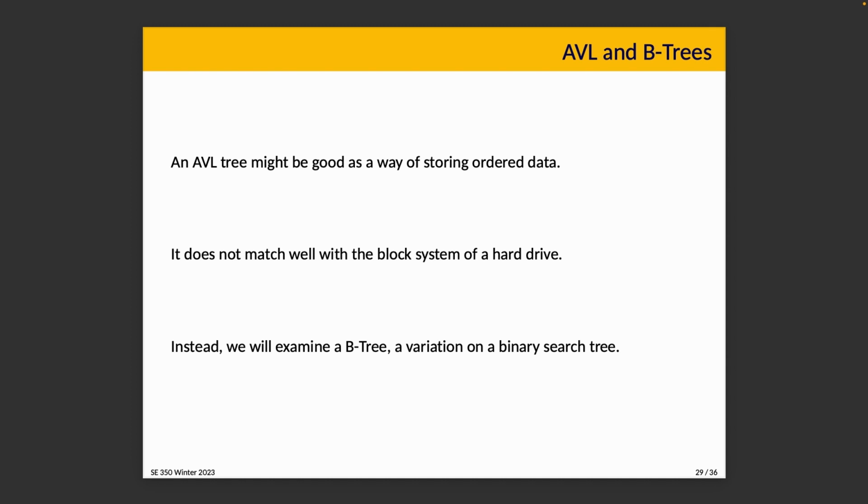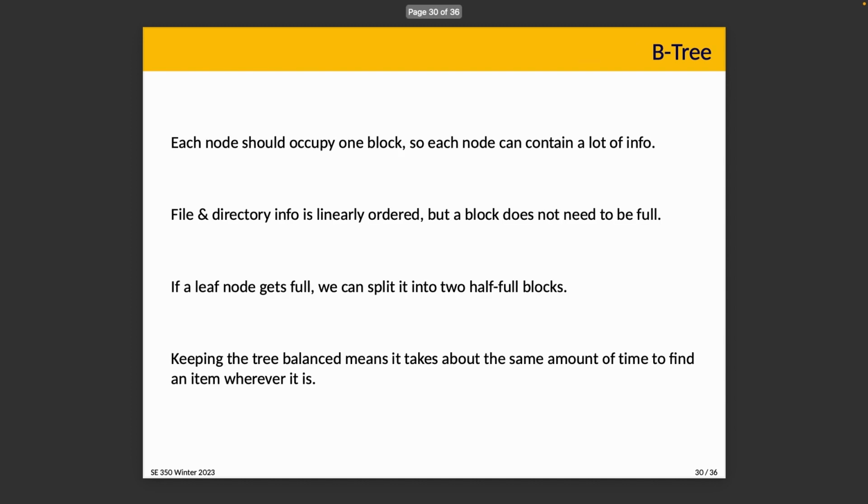If a block is 4 kilobytes, we should be thinking about how many nodes of the tree we can fit into that 4 kilobyte block. So that's our goal. Each node should occupy one block. Accordingly, each node can contain a lot of information. And file and directory information should be kept linearly ordered to make it easier to iterate over it and find what we need. But a block doesn't have to be full. We can have a partially full block. In the ideal situation, of course, it is completely full, but the file might not be that big. And if that's the case, well, then it isn't.